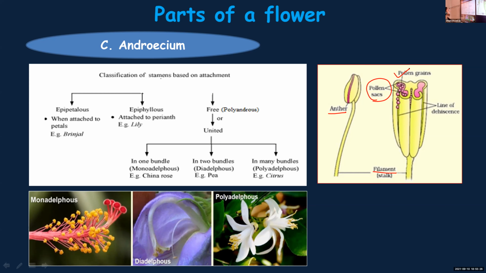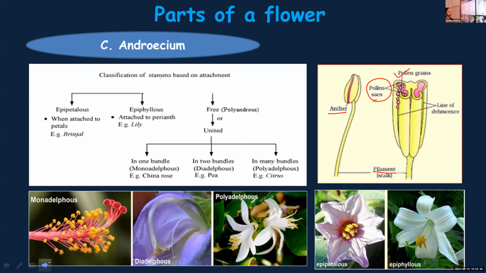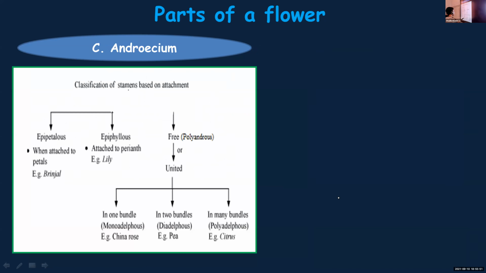In epipetalous stamens, the stamens are attached to petals. When stamens are attached to petals, you call it the epipetalous condition. In certain flowers you can find epipetalous stamens, which are very closely associated with, or attached to, the petals, as you can see in this figure, a flower of brinjal.